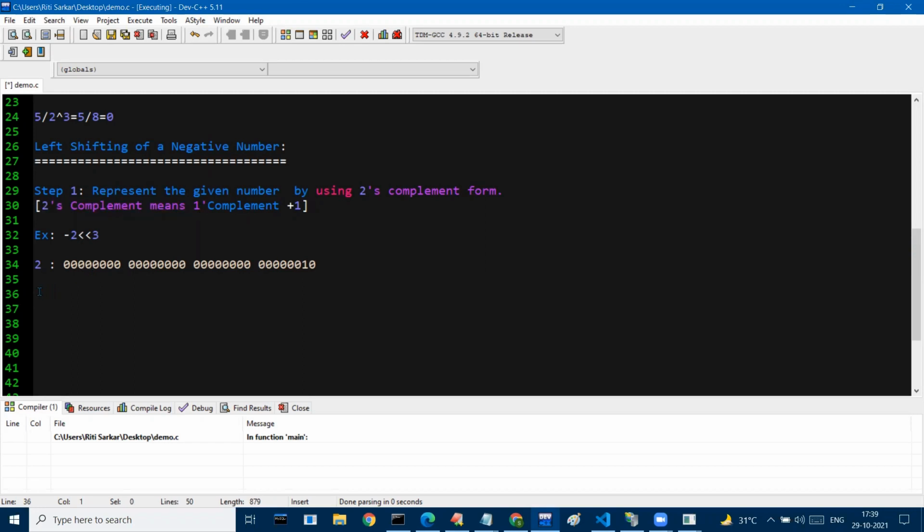What is 1's complement? Symbolically, 1's complement is denoted in this way, tilde 2. What will it do? All the zeros that are present here will be converted to 1, and all the ones will be converted to 0. That is the role of the complement operator, or bitwise not.